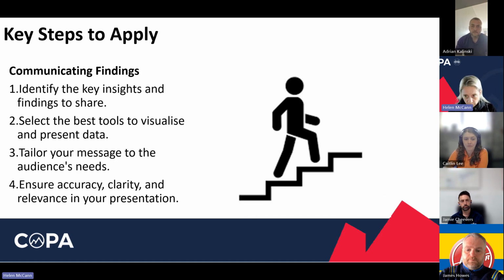So we've got these steps to effectively communicate your findings. Identify the key insights and findings to share. Select the best tools to visualize and present your data. Tailor your message to the audience needs, and then ensure accuracy, clarity, and relevance in your presentation. By following these steps, you can ensure your data inspires action and informs decisions, and effective communication of findings is essential for stakeholder engagement.